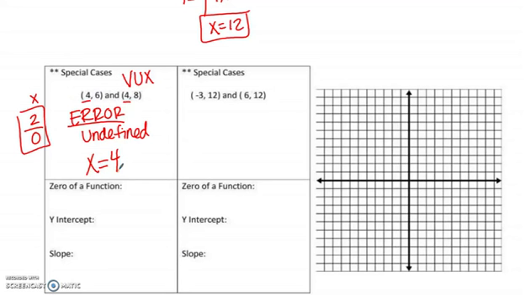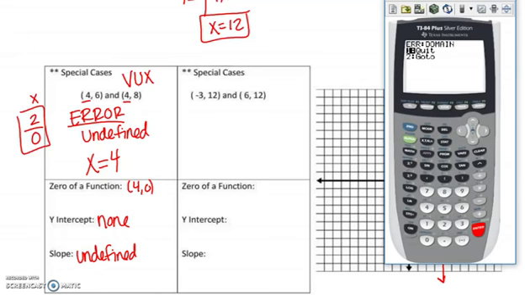So remember, you go to x-axis at 4, 1, 2, 3, 4, and VUX, VA, is a vertical line at 4. Okay? The x-intercept is 4. That line never crosses the y-axis, so it's none. And my slope is undefined. It is not 0. It is undefined because it's straight up and down. Okay? Let's look at the last one, then we're done.